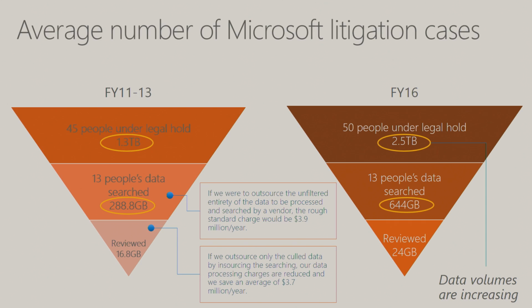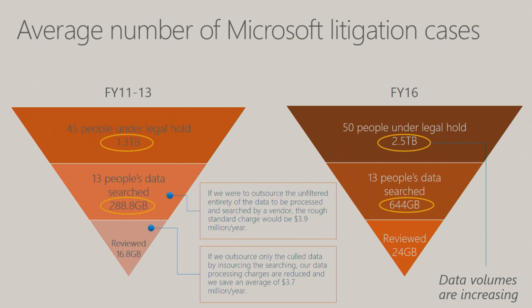But if you just look at the raw volume of data, they found that on average they could get a 95% cull rate just using the tools within Office 365 to search and minimize that data. And so if you look at how much it would cost to have a lit support vendor handle the entire unculled data versus just the 5% that made it through this data minimization step, it's a savings of about $3.7 million a year. That's a significant amount of money, and it doesn't count any other efficiencies they could make elsewhere in the process. So this is something that worked really well for them.